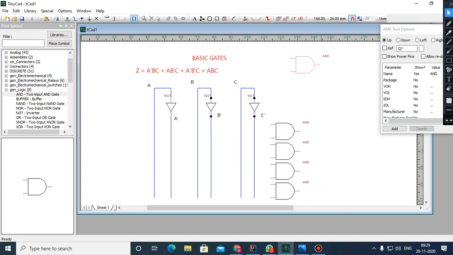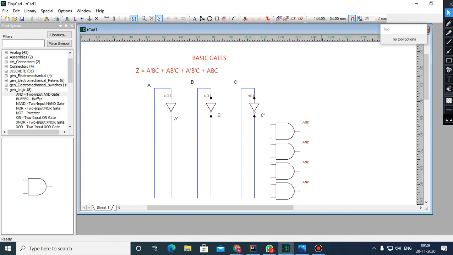So how many min terms are there? There are 4 min terms. That's why there are 4 AND gates. And now I am going to connect A complement BC.